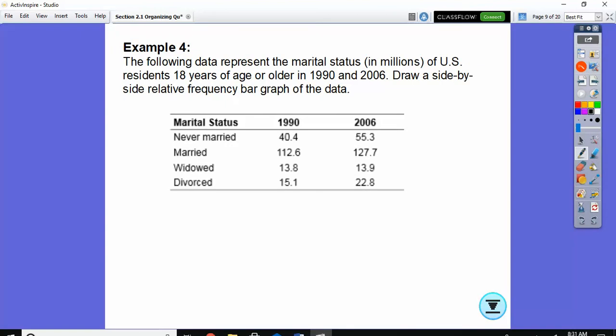We could look at our graphs a couple different ways. We might have horizontal bars sometimes that are useful. We might be comparing data. So what I'm going to do here, it says draw a side-by-side relative frequency bar graph. Okay, so let's do this. I don't want to do it by hand. I want to do it on Google Sheets.